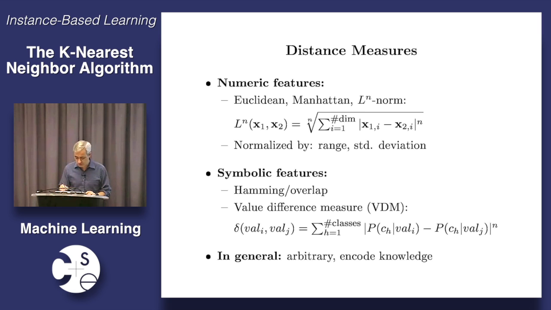More generally, you can use what's called an Ln norm. For each dimension, you compute the difference between the examples along that dimension, take its absolute value, raise to the nth power, and then you sum along all the dimensions and you take the nth root. So Euclidean distance is the special case of this when n is what? 2. And Manhattan distance is the special case when n is? 1, exactly. Because you're not raising to anything, you're just taking the sum of the absolute values.